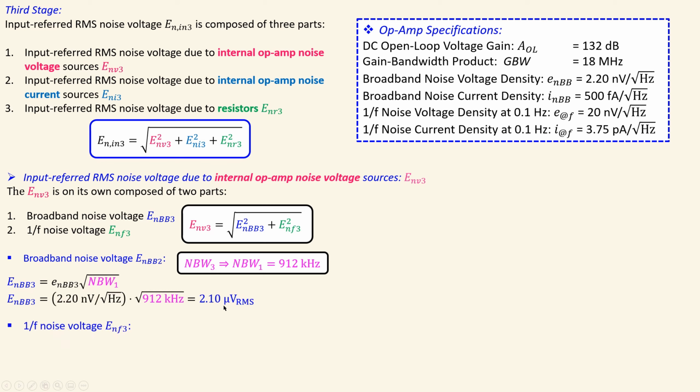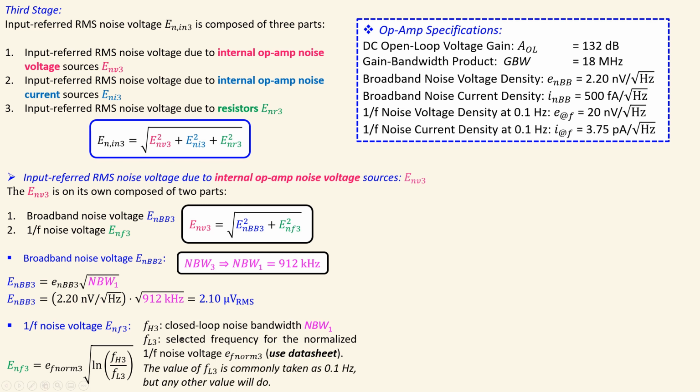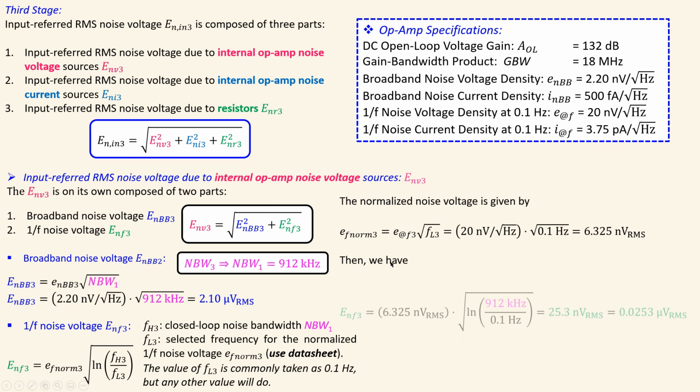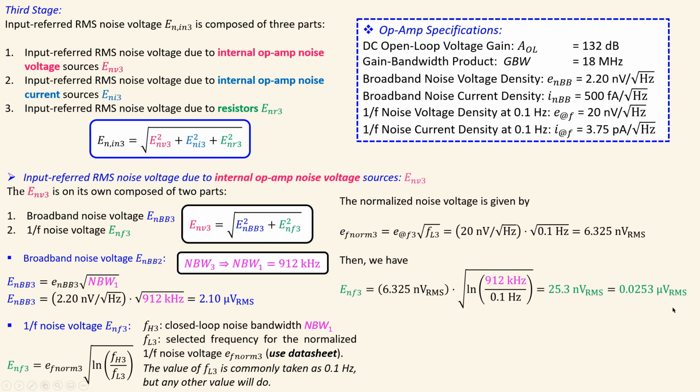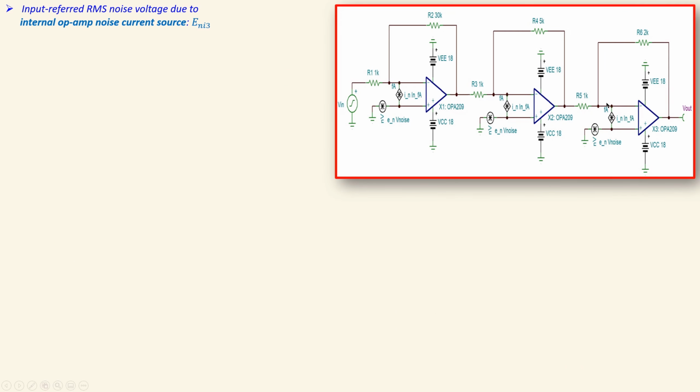You will have 2.10 microvolts RMS for the broadband part, and the 1/f noise part is given by this formula. Substitute the values. This is already done, of course, in the first round in the first stage. So I will go a little bit faster again, and you will have these values for the 1/f noise voltage. If you now combine them using this formula, you will have again 2.10 microvolts RMS, and again the broadband noise voltage will be dominating.